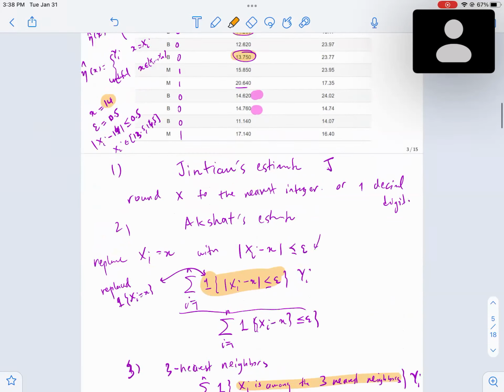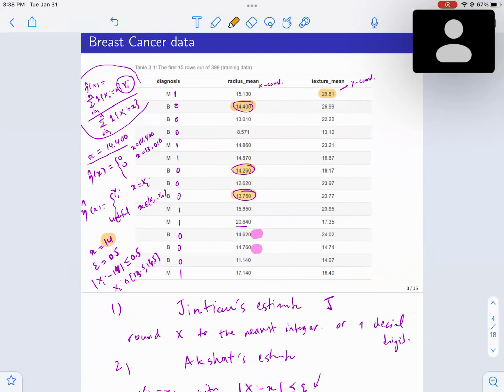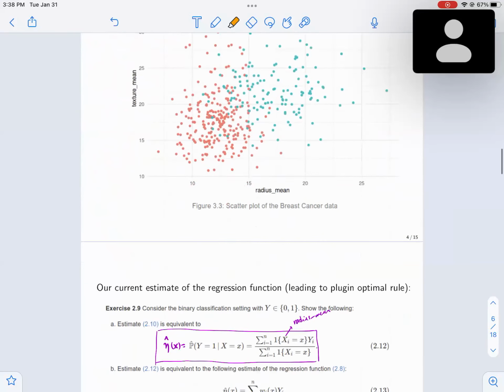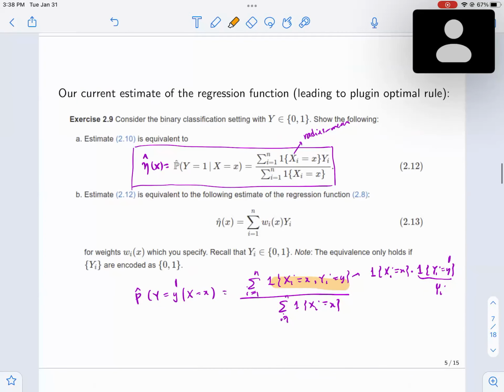The general idea is to come up with a similarity measure. This is like a similarity measure: I'm going to average all yi's for which xi's are similar to my test case x. Here the similarity is with exactly the same x. So in the continuous case, we can't do that, or rather, it's going to give you a trivial example.